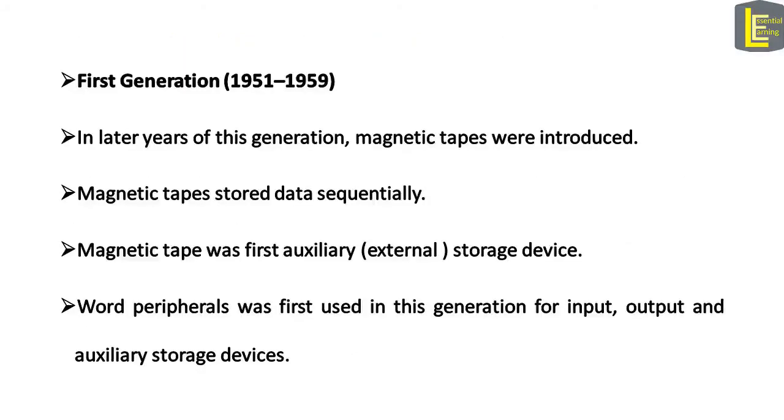In later years of this generation, magnetic tapes were introduced. Magnetic tapes stored data sequentially. Magnetic tape was the first auxiliary or external storage device for a computer. The word peripherals was used in this generation for input, output, and auxiliary storage devices.